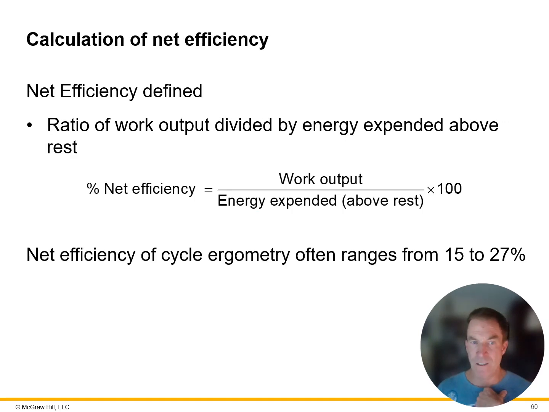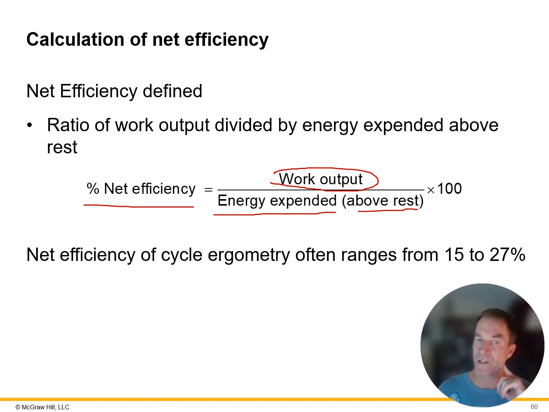Okay, and here's what percent net efficiency is. So again, it's the work you got out of something versus the energy you had to put in above rest. Again, above rest. That's what the net part of it is. Okay. So the net efficiency of cycle ergometry ranges between 15 to 27 percent. That doesn't sound very good for our human body, though. That's not bad. Okay. And I don't know if that's trained cyclists or not. Probably the 27 is trained versus the 15 is not.